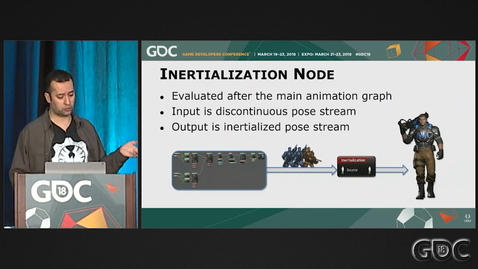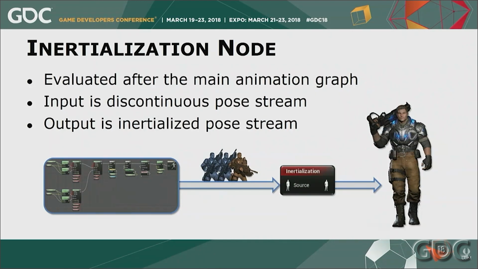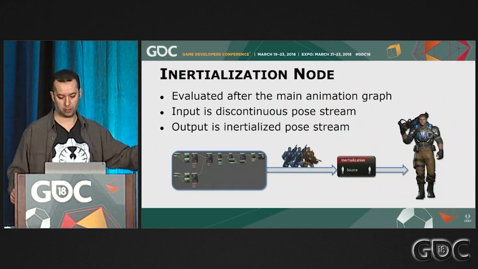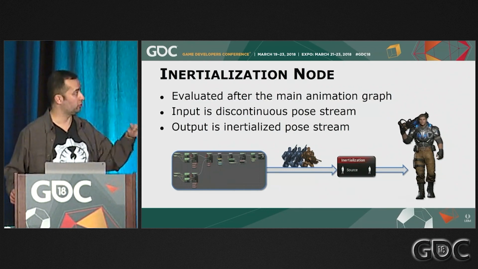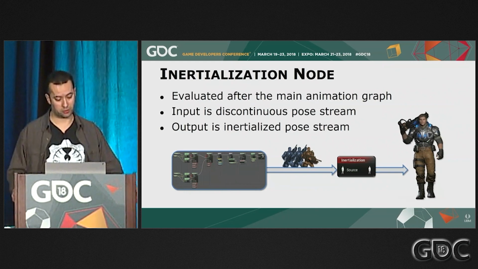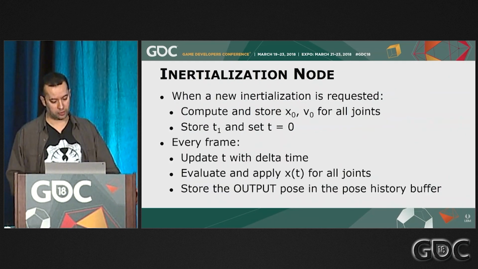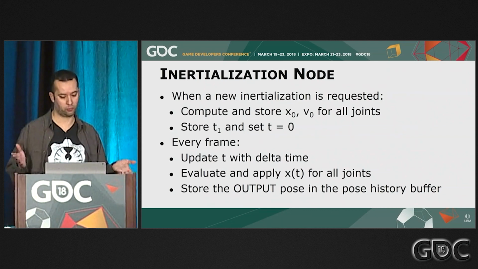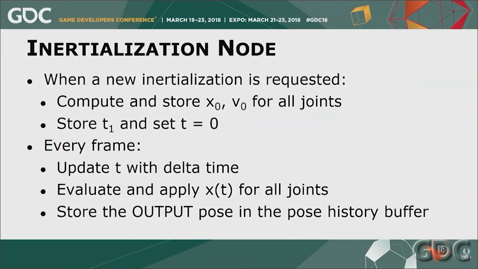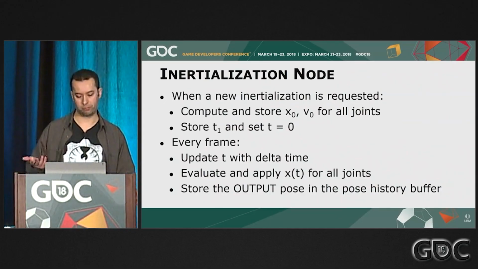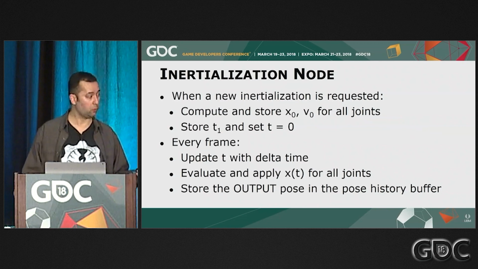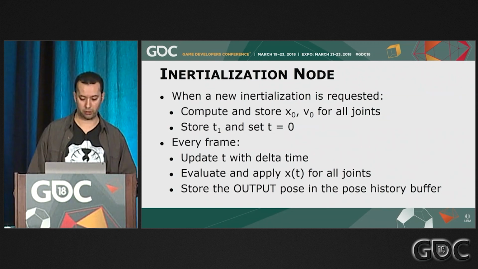So the inertialization node itself: we're using Unreal, so there's this anim graph, a data flow graph for poses. We add this node pretty late in our graph, and we evaluate it then. The input is the discontinuous pose stream, and the output is the inertialized pose stream. Diving a little deeper, when a new inertialization is requested, we remember the pose difference across all of our joints in both vectors and quaternions. We remember the initial velocities as well. We remember the requested inertialization duration, that's T1, and then we start our timer at T0. Every frame, we update T with our delta time, evaluate that inertialization curve, the X of T curve, and add that onto our joints.